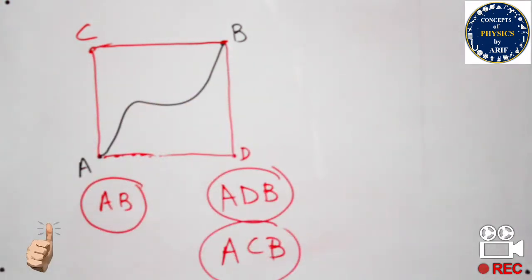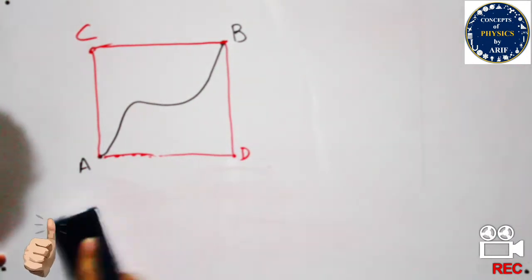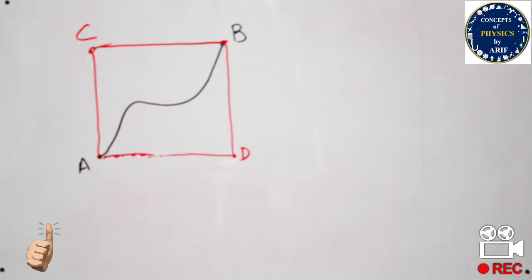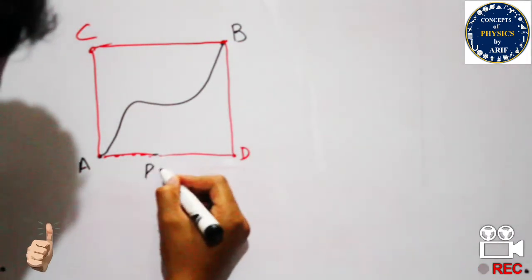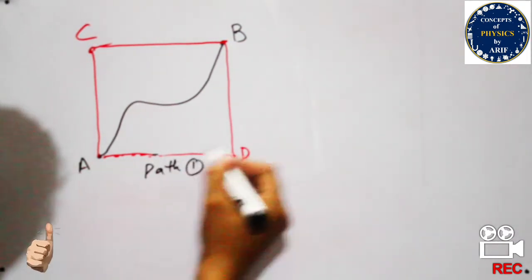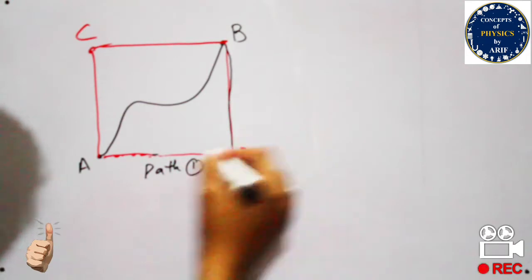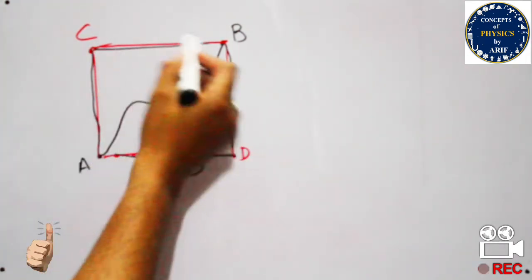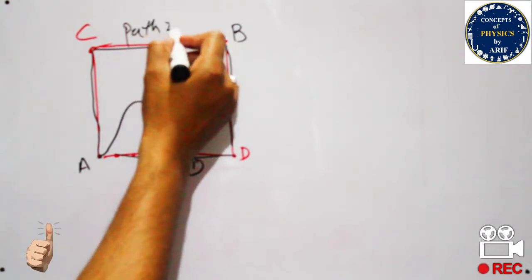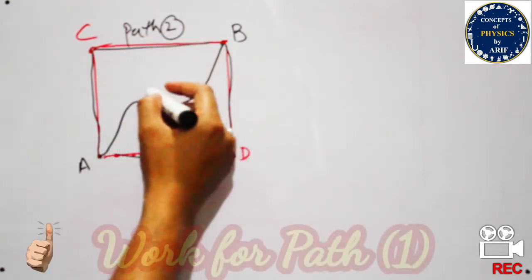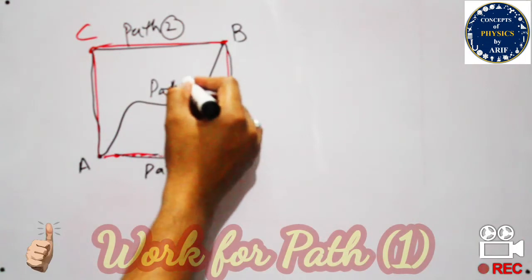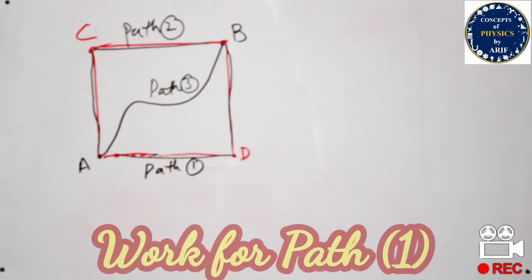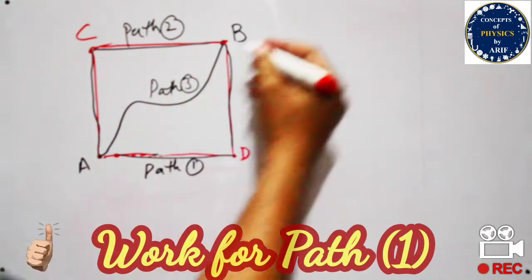So separately, we need to calculate the work done on each path. First of all, we can assume that this one is path 1, and this is path 2, and this is path 3. First of all, we need to calculate the work done for path 1, using path A, D and B.